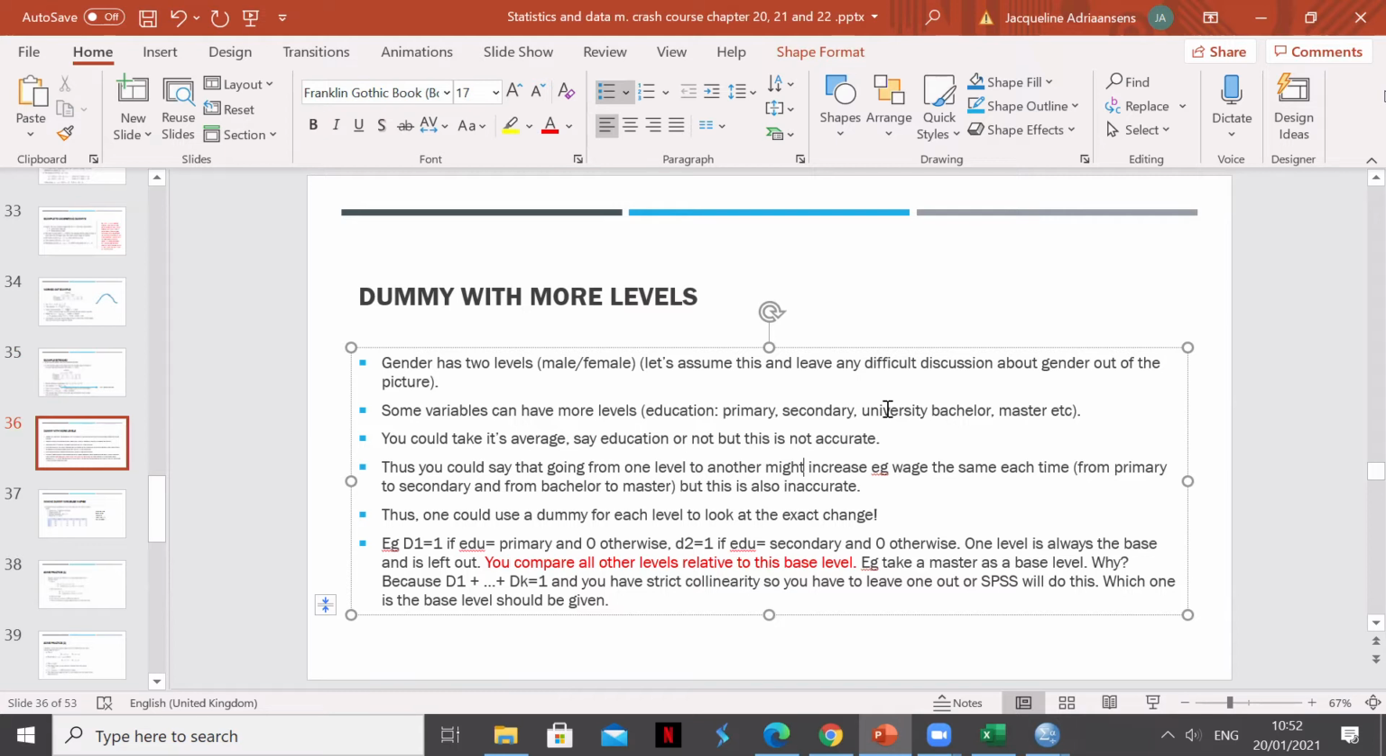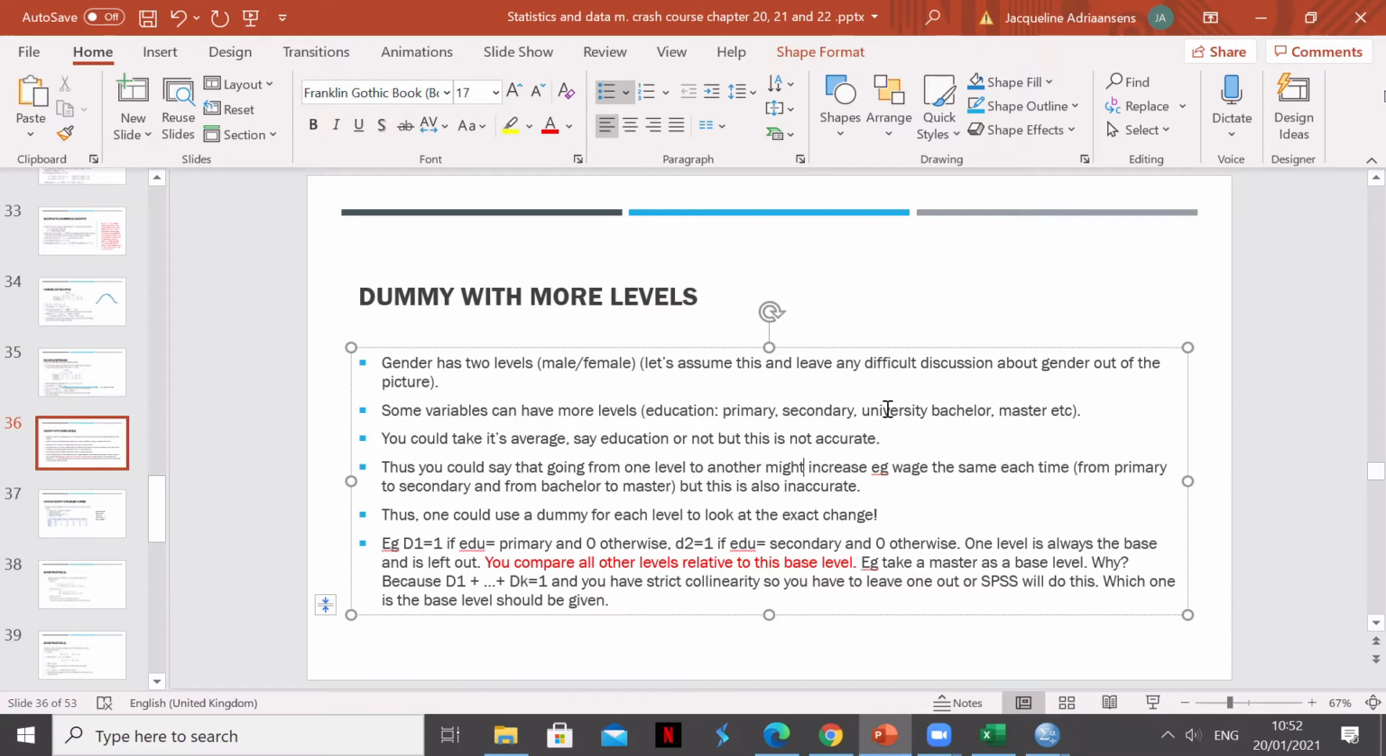So for each level, primary, secondary, you take one separate dummy. So if you have 5 levels, you have 5 dummies. But take note, because one level is always the base level and is left out. You compare all other levels relative to this base level. If you take, for example, the master as a base level, you leave it out.